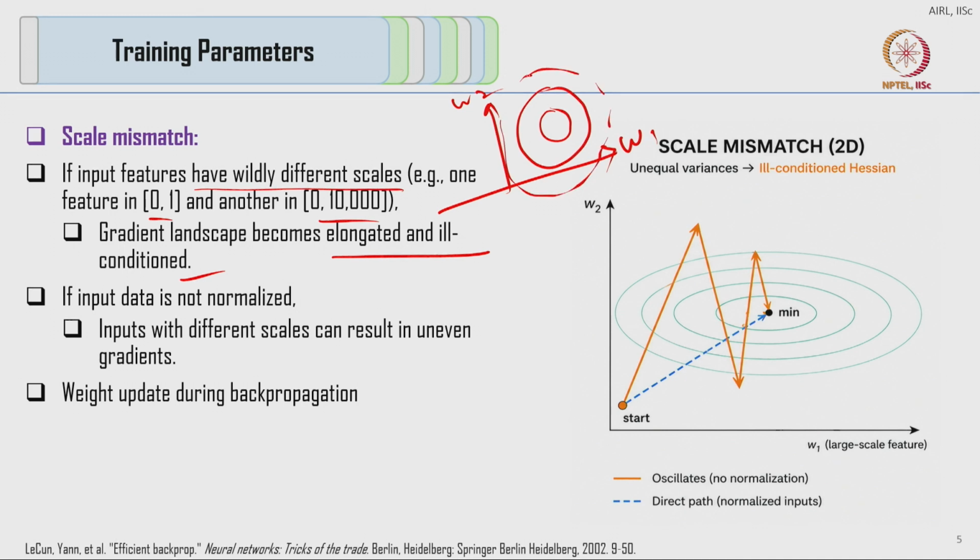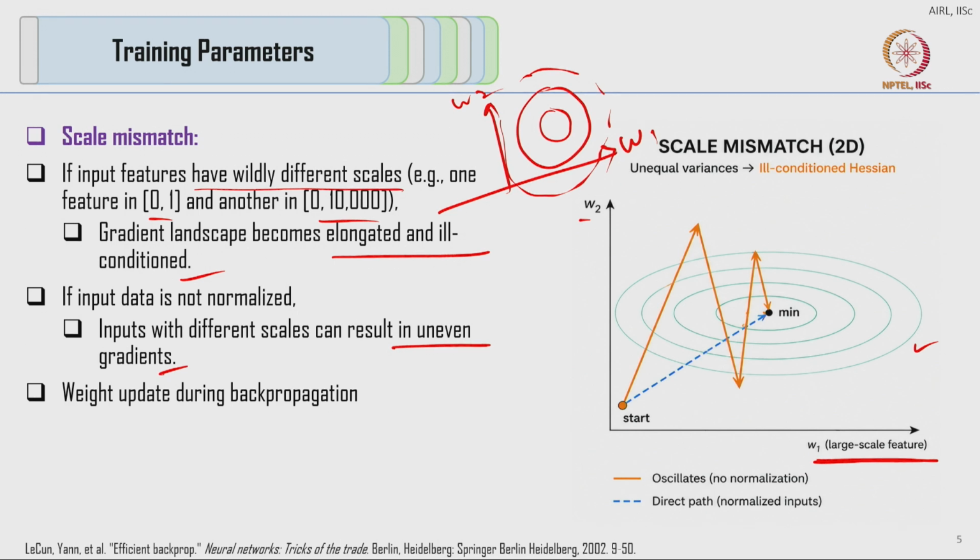However, if these scales are not in order, if they are wildly varying as observed in this graph where W1 is large scale features and W2 is small, we can see that these contours are now much more elongated, and hence we define this as an ill conditioned graph. Now if the input data is not normalized, then we have an uneven gradient flow.